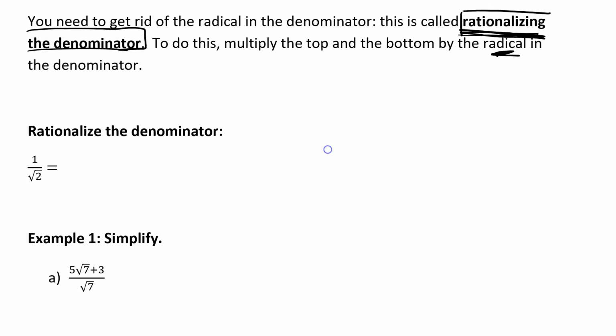So let's rationalize the denominator here. That's the same thing as 1 over root 2 times root 2 over root 2. And actually there's not double multiplication here, it's just single multiplication. 1 times root 2 is root 2. Root 2 times root 2 is 2, and we're good. We don't have a radical in the denominator anymore.